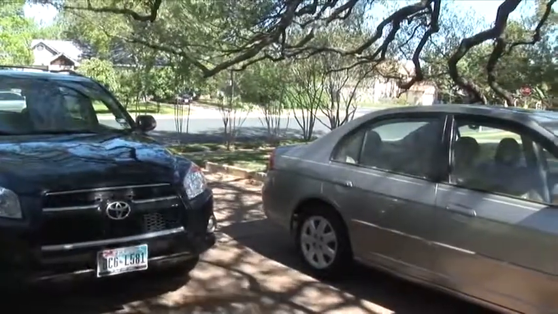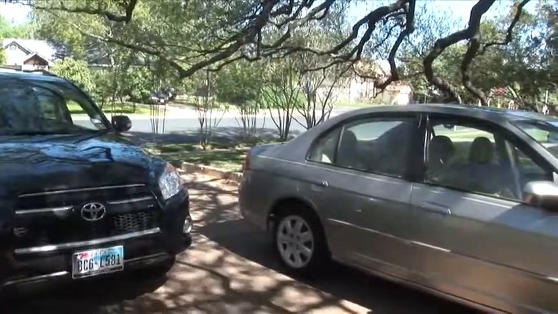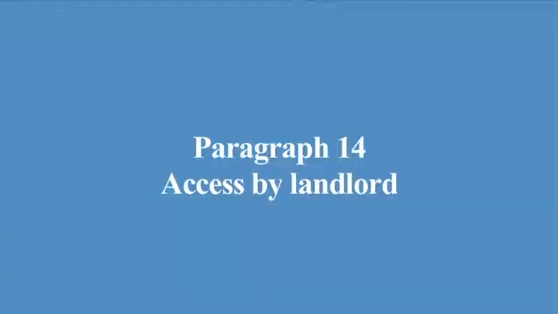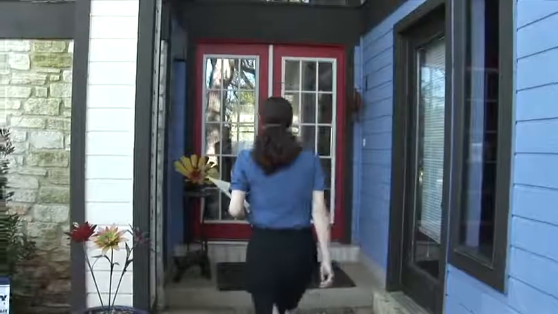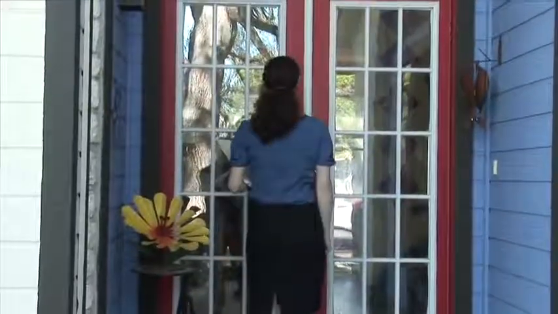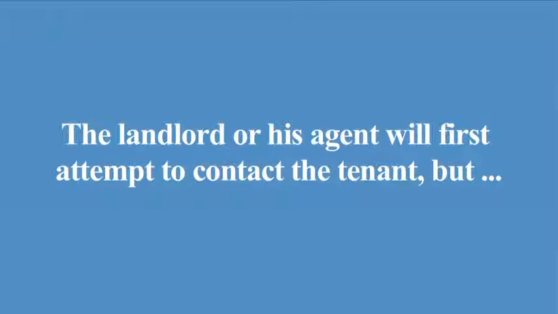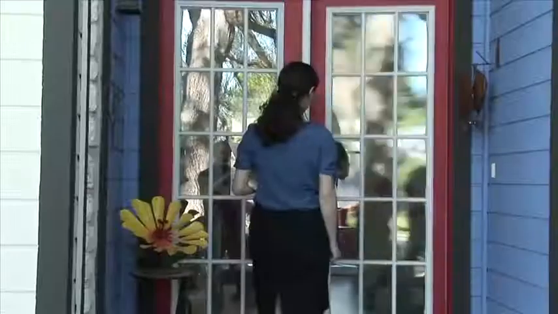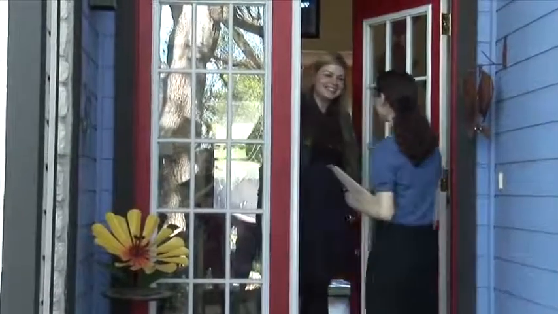If the tenant fails to comply with this paragraph, the landlord may have the vehicle towed at the tenant's own expense. Paragraph 14, access by landlord. This paragraph authorizes the landlord or anyone authorized by the landlord to access the property. The landlord or his agent will first attempt to contact the tenant, but they are permitted to enter the property at reasonable times without notice to make repairs or to show the property.